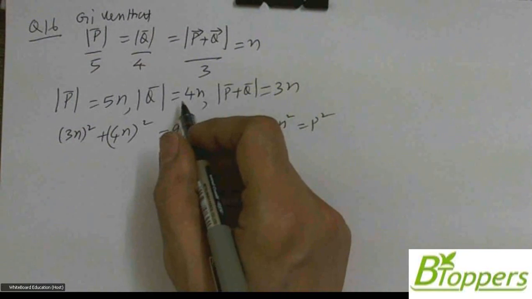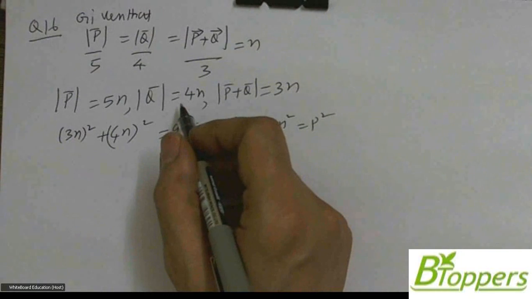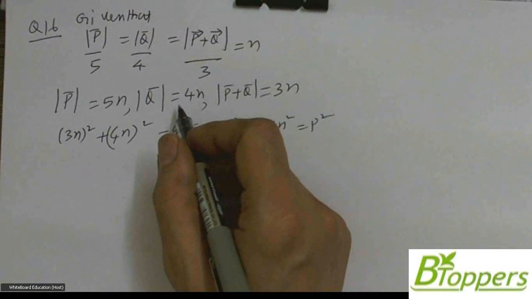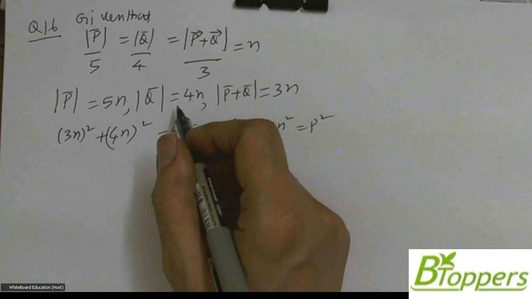You can solve this problem by any one of the two methods. One method is by using the triangle law of addition of vectors. The other method is by using the parallelogram law of addition of vectors. So I will be discussing the first method, that is by using the triangle law of addition of vectors.